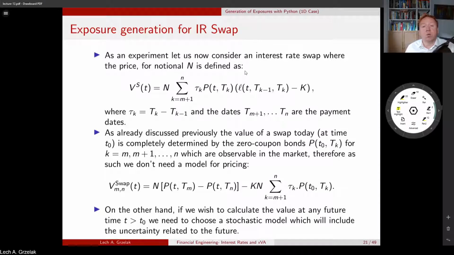Now is the time for a numerical experiment. In this experiment, we'll consider the 1D case. This means that the dimensionality of xVA is typically not associated with the number of trades we have in our portfolio, but with the number of risk factors. So the 1D case essentially means we have one risk factor. In this case, we are talking about an interest rate swap.